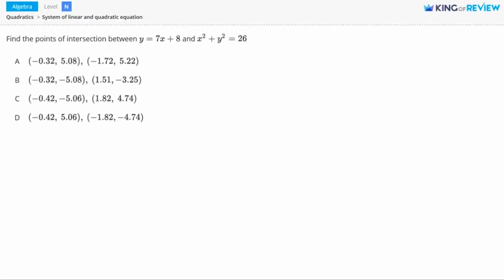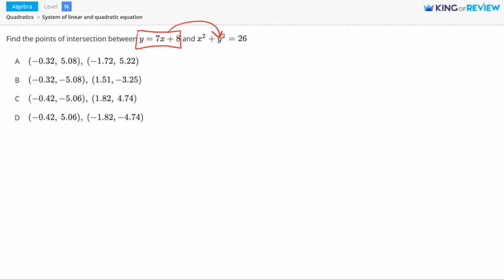Find the points of intersection between y equals 7x plus 8 and x squared plus y squared equals 26. One method for solving this problem is to use substitution. We have an equation for y equals 7x plus 8. We will substitute 7x plus 8 into the second equation for y, right here. So what does this look like?